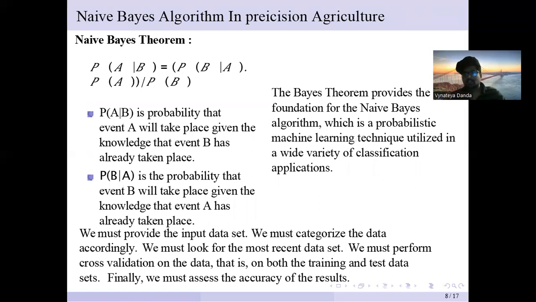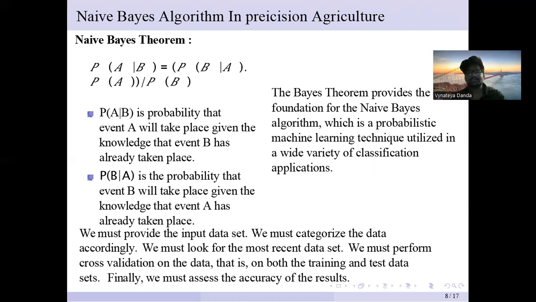The next algorithm I'm going to discuss is the naive-Bayes algorithm in precision agriculture. Here you can see the formula for the Bayes theorem: P of A given B is equal to P of B given A into P of A, divided by P of B. Here P of A given B is the probability that an event A will take place given the knowledge that the event B has already occurred. And P of B given A is vice versa.